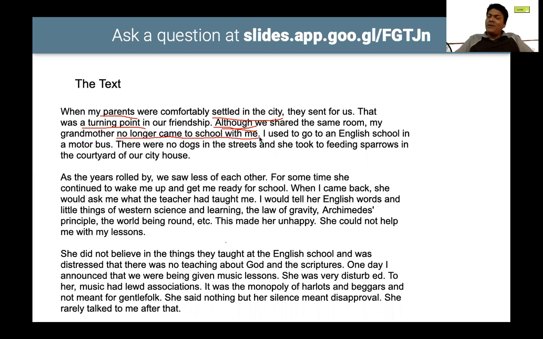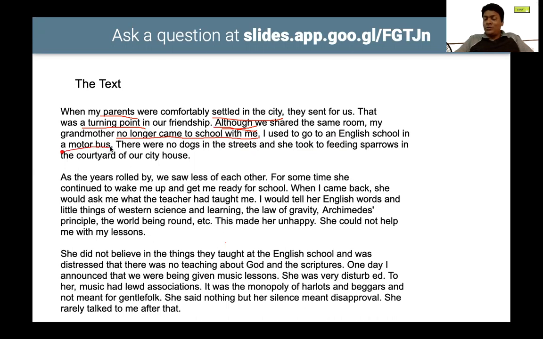In the village, the writer's grandmother used to go with the writer to his school, and while coming back she was also coming with him. The writer used to go to an English school. But in the city, the writer used to go to an English school in a motor bus.